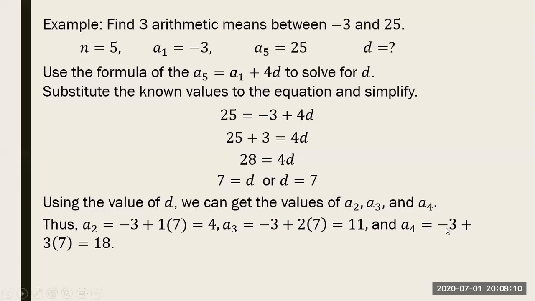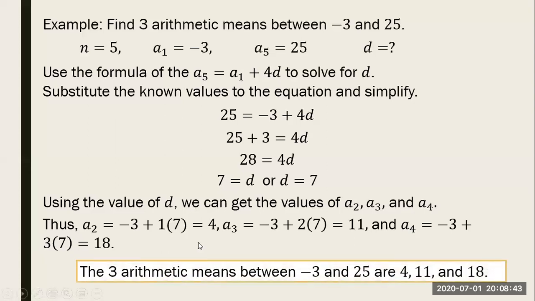Okay, a sub 4 is equal to negative 3 plus 3 times 7. 4 ang ating subscript. So, ang katabi ng ating common difference ay minus 1, 3. Okay, so this is equal to 18. So, 3 times 7 is 21 minus 3 is 18. Okay, so yun lang ang tandaan natin. We always look for the subscript ng ating term. Then, minus 1 yan. Yan yung magiging coefficient ng ating d.